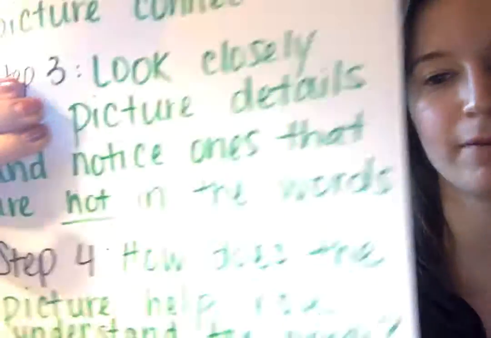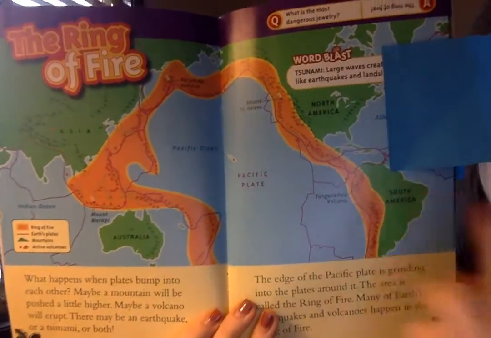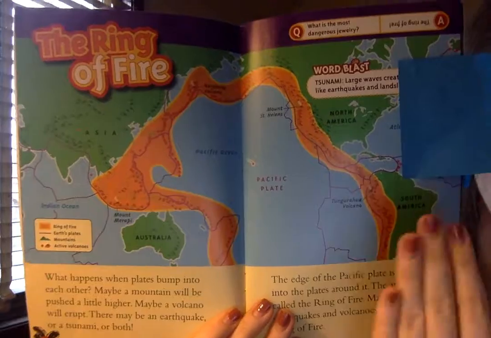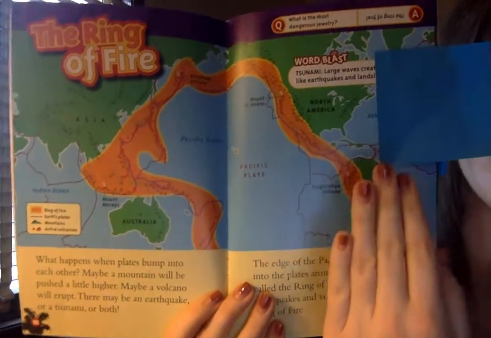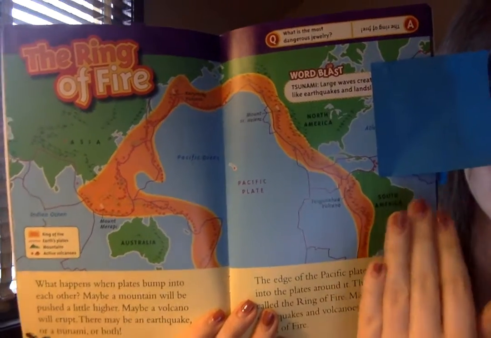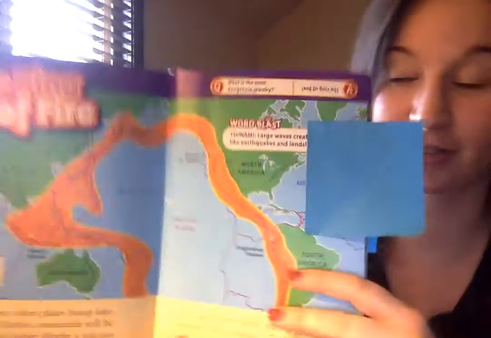So looking at step number 4, how does the picture help you understand the words? So this picture helps us understand exactly what the Ring of Fire looks like, where exactly it's located, what continents it's between, and its shape. So those are the details that I noticed.